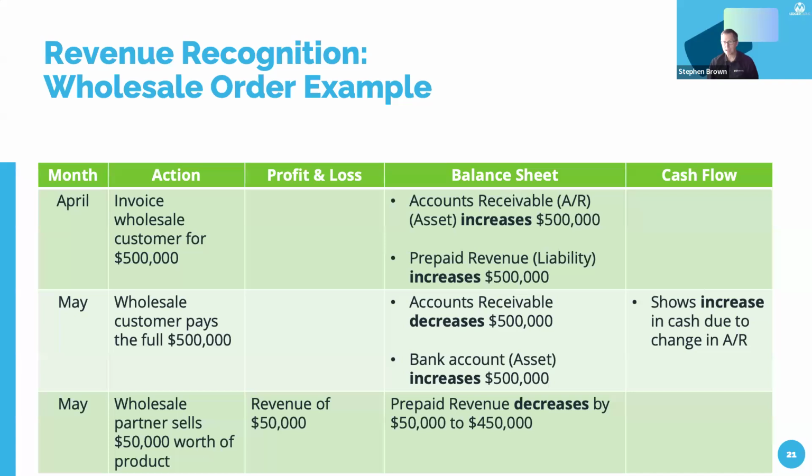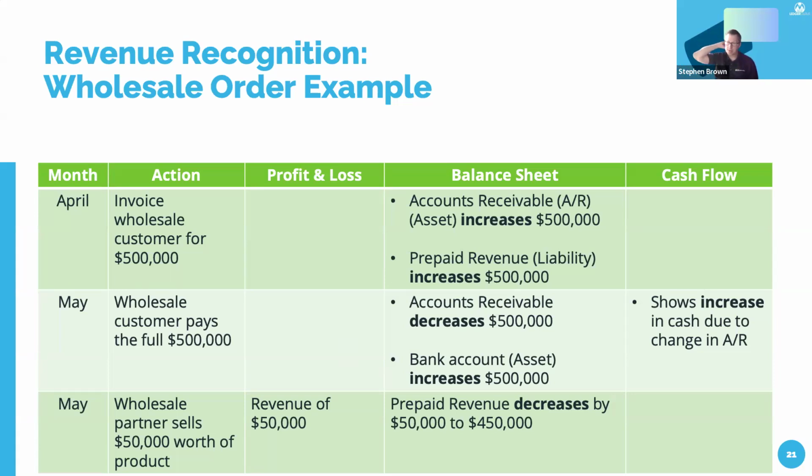Now, come around May, my wholesale customer paid me the full $500,000, right? Awesome. So my accounts receivable decreases. I got my cash and it goes into my bank account. This is on the same side of that equation. It's an asset. So accounts receivable is an asset, cash or bank accounts are assets. So one goes up, one goes down. And that affects my cash flow. It shows that I increased cash due to AR.